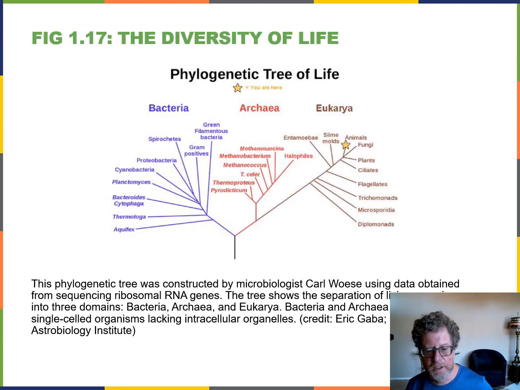So down here is the original cell that gave rise to all forms of life. The original form of life were bacteria. They're the simplest form of life. They arose over 3 billion years ago. A second group of living organisms that arose a little later than bacteria are called the archaea.